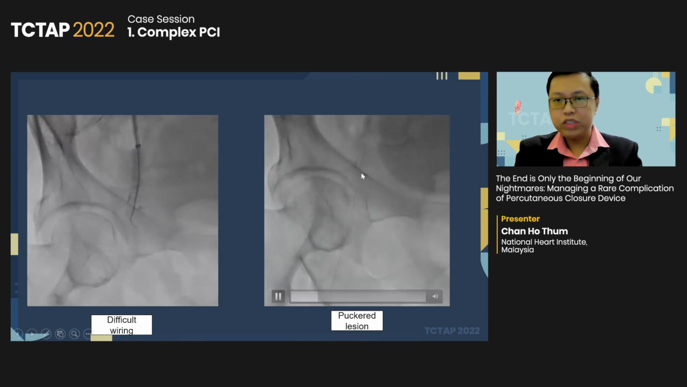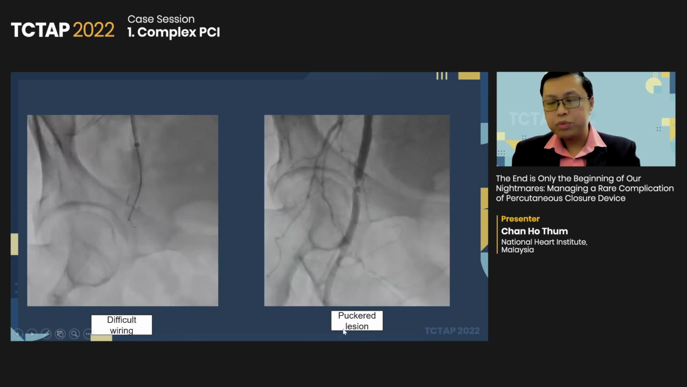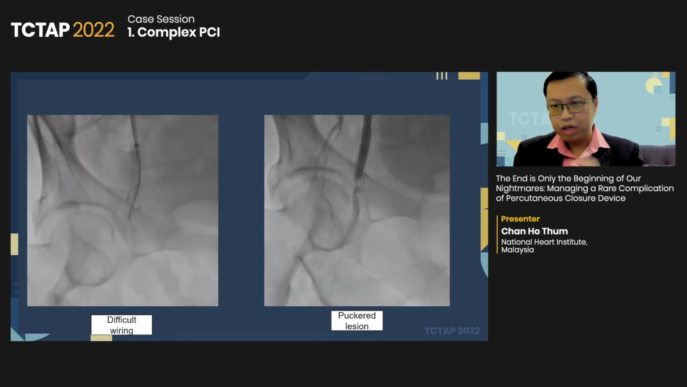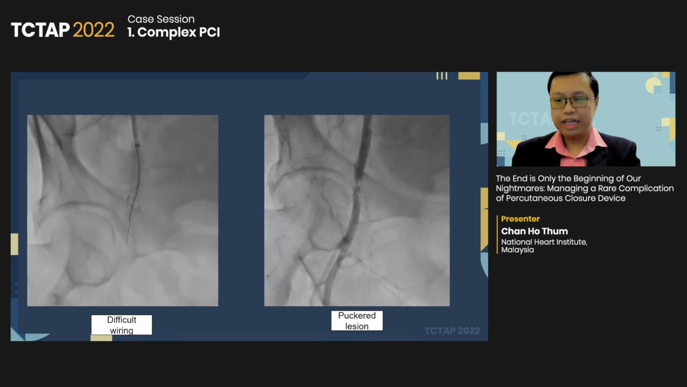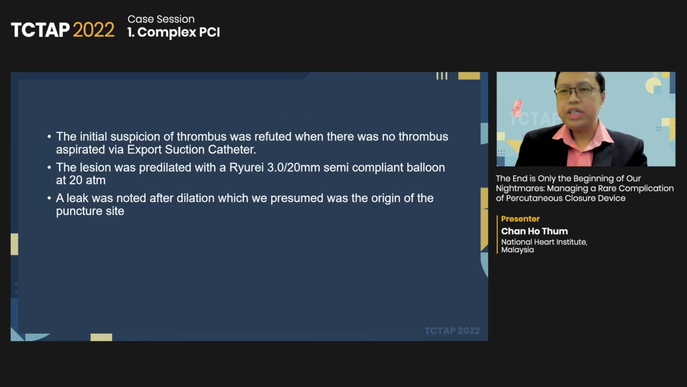In the repeat angiography, we can see a subtotal stenosis of the femoral artery, which appears to be circumferential in nature. The initial suspicion of thrombus was refuted when no thrombus was aspirated at all via the Export suction catheter. We attempted multiple times, and not only was there no thrombus, there was also no change in the lesion characteristics. Hence, we decided to predilate the lesion with a Ruby 30 by 20 semi-compliant balloon at high pressure, 20 atmospheres.